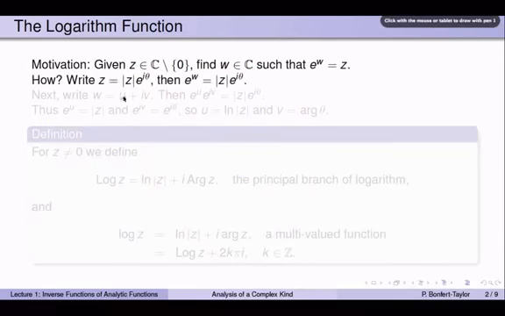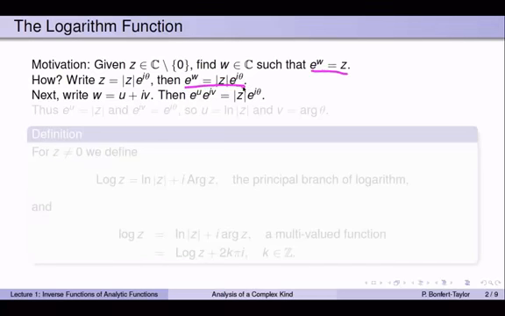Let's write z in polar form as the norm of z times e to the i theta, where theta is an argument of z, and let's write w in Cartesian form as u plus iv. Then e to the w is equal to z becomes e to the w is equal to absolute value of z e to the i theta, because we wrote z in polar form. And since we wrote w as u plus iv, this then becomes e to the u e to the iv, which is just e to the w, equals norm of z e to the i theta.